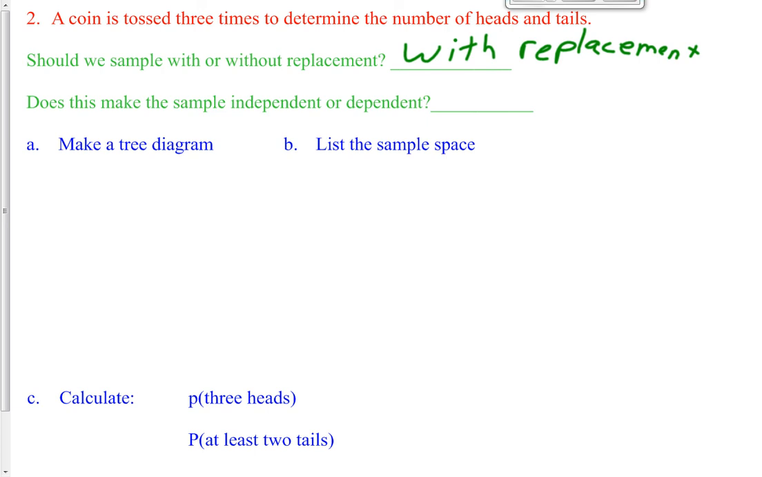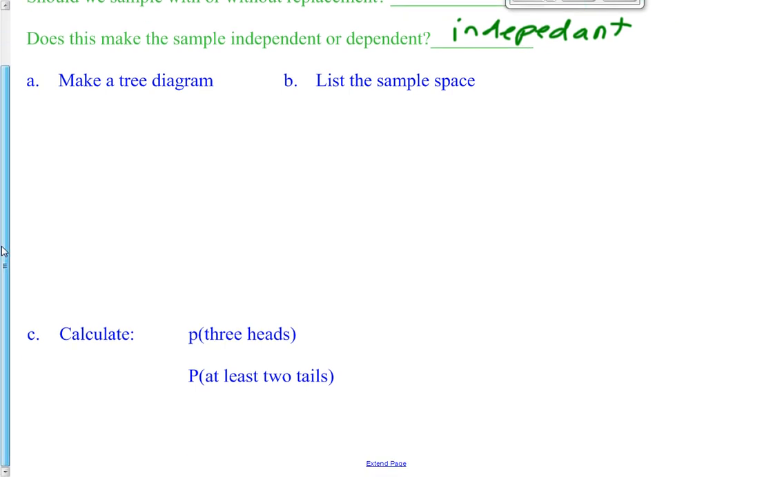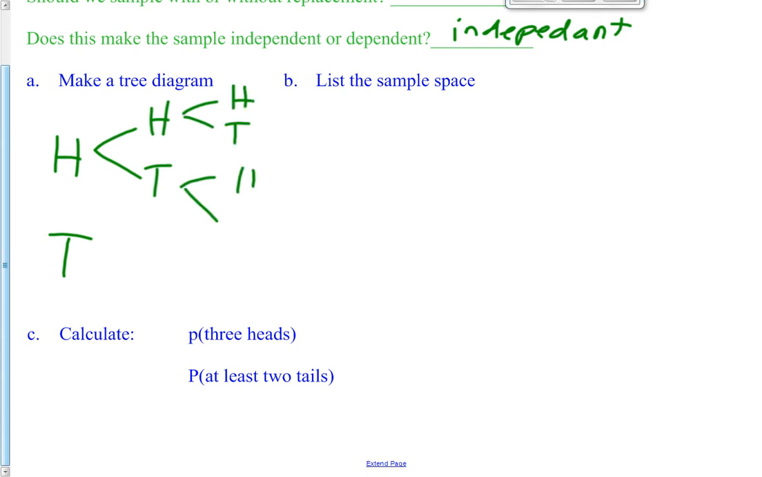So that would make each and every one of these events independent. They stand alone. The previous heads or tails doesn't affect the next coin that's flipped, so it's an independent event. Okay, so if we're going to flip a coin 3 times, the outcomes are either heads or tails the first time. The second time that we flip it, it could either be heads or tails. And the third time we flip it, it could either be heads or tails.